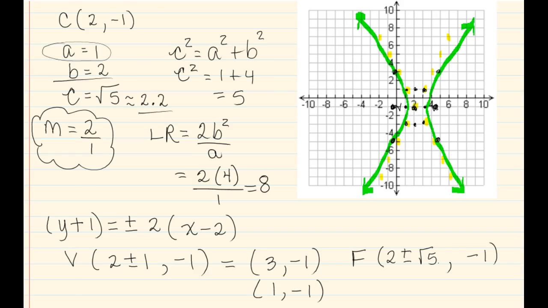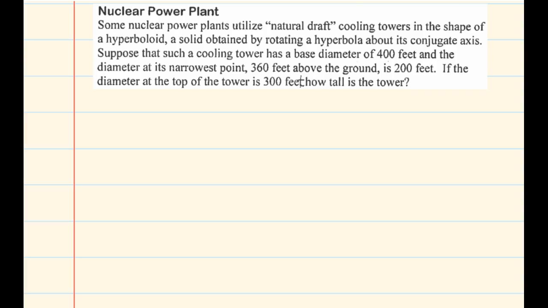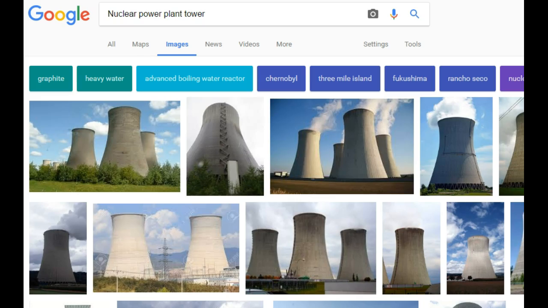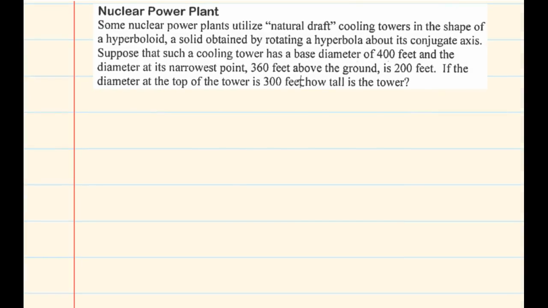Let's go to example number 4. The nuclear power plant problem. We're not going to spend too much time on this one. I just want to make sure that we can still understand what's going on in terms of hyperbolas. Let me first see if I can show you a picture of what a nuclear plant cooling tower looks like. So I googled nuclear power plant towers, and these are the cooling towers that we're talking about, and we can clearly see this one right here as a good hyperboloid. So let's go back to our example.